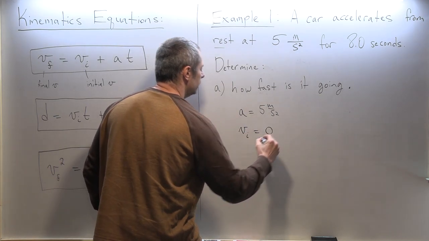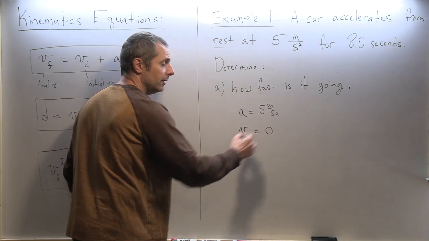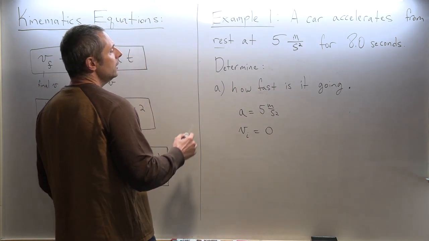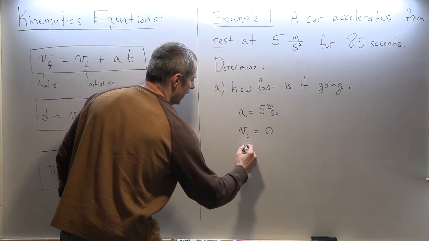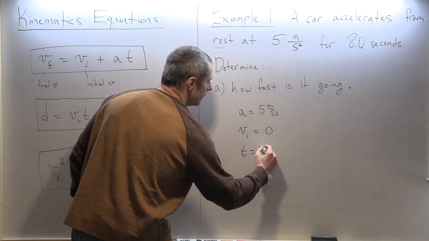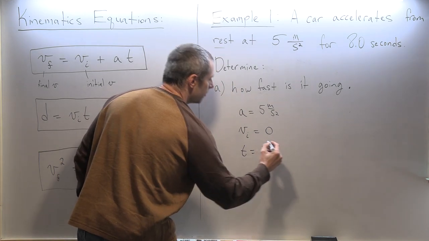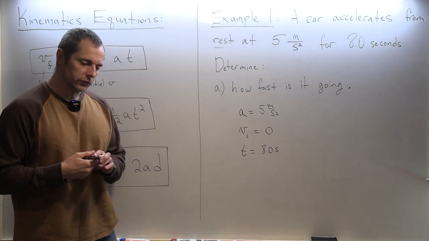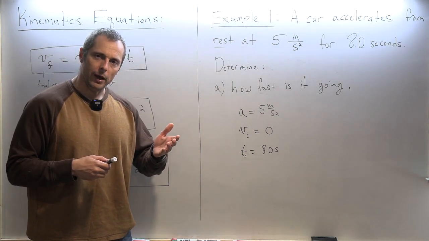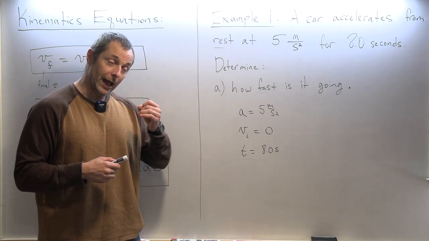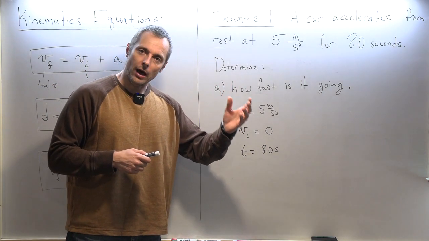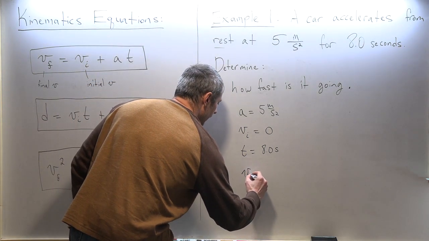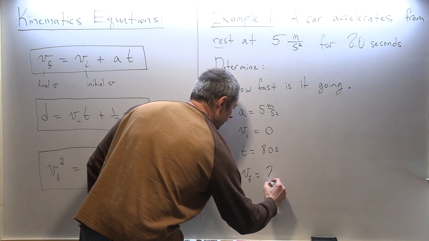VI equals 0. Okay? You could put 0 meters per second, not necessary. 0 and 0 meters per second, same thing. And 8 seconds, you should know that means the time. Now, how fast is it going? Well, think about this. 8 seconds has gone by, so that's now like after, which is the velocity final. So that's what we're looking for. And I put velocity final, question mark.